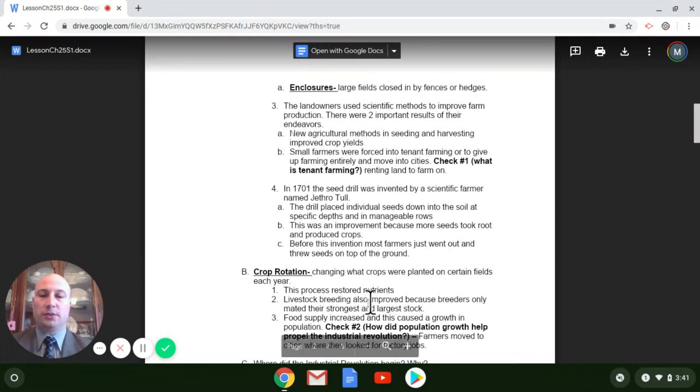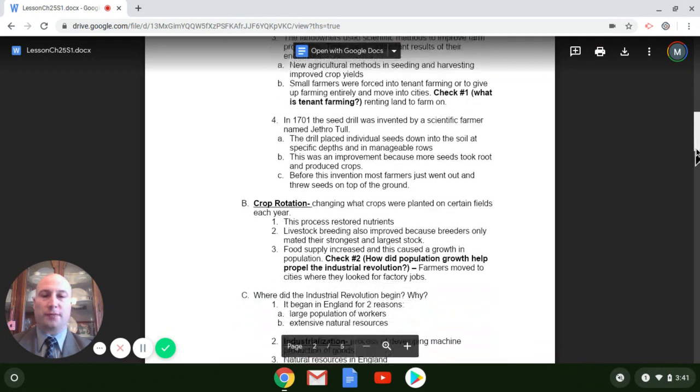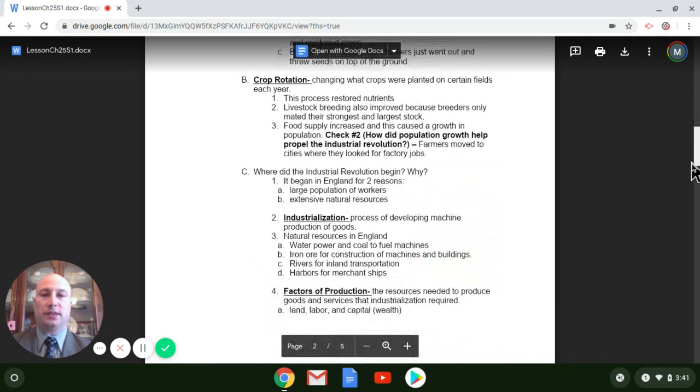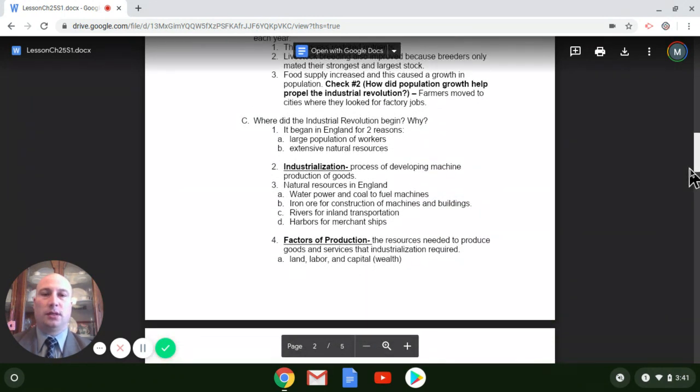Point number 2 is that livestock breeding also improved because breeders began to only mate their strongest and largest stock, which produced larger and stronger offspring. This was a scientifically advanced movement in trying to get your animals bred and producing offspring that were going to survive and give you, as we say, more bang for the buck, or basically more money out of wool, out of animal products, out of meat that you can get from those animals.